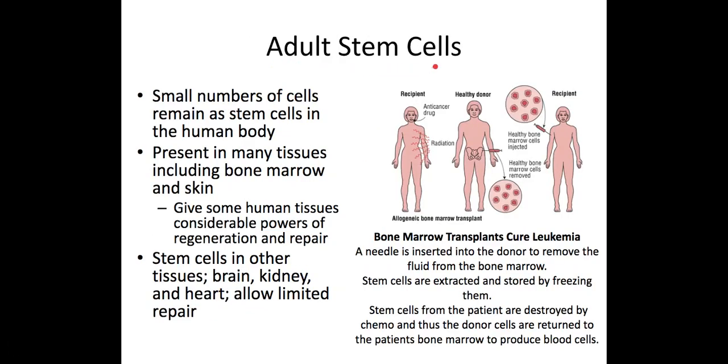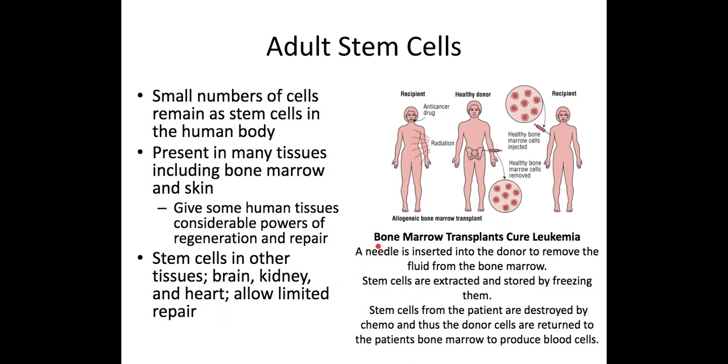All right, moving on to adult stem cells. Adult stem cells are essentially small numbers of cells that remain as stem cells in the human body as it matures and enters adulthood. These stem cells are present in many adult tissues, including bone marrow and skin, and they give some human tissues considerable powers of regeneration and repair. They can also be found in other tissues, such as the brain, kidney, and heart, but they only allow limited repair in these organs and tissues.